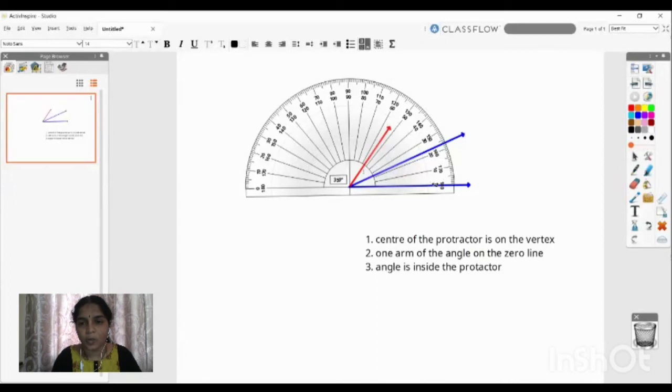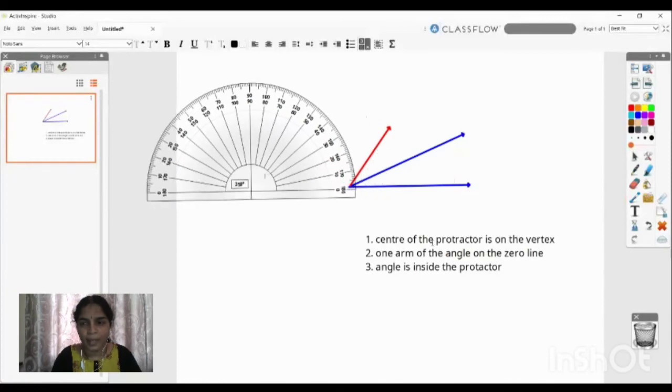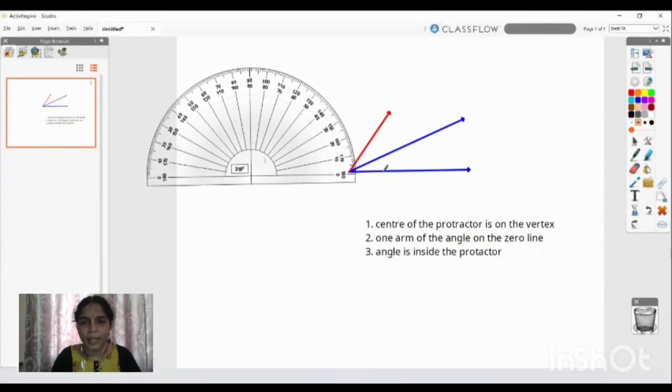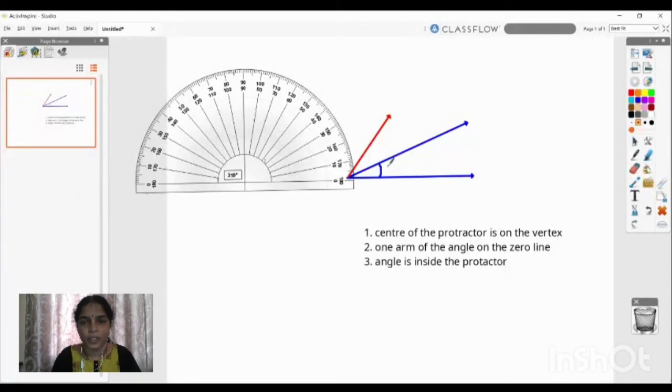We must take the 0 and we must go in the bottom, the below part counting only, we have to continue. So with the 0, when I am trying to measure the blue color, I have to go till the next arm. 0, 10, 20 and say this is 23, between 23 and 24. Let's approximate it to 24 degree. Okay, this is 24 degree.